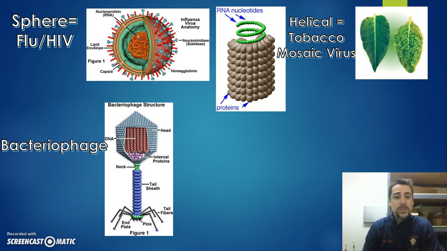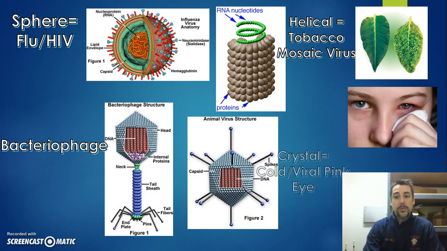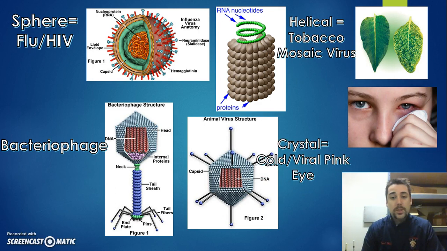I like this one. This one looks like a spaceship to me. It's called bacteriophage. And this was a really unique one. Same idea. It's infecting cells, making other little monsters. And then we have an animal virus structure that's very common, is this crystal shape. And I like to say crystal, it's mainly the common cold.